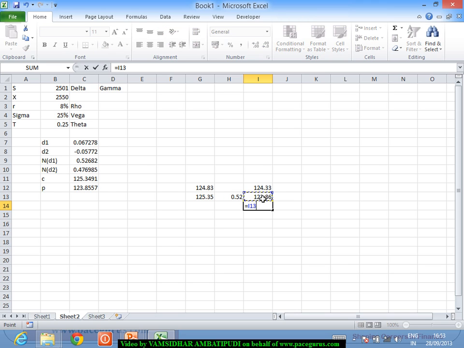And what is the difference? The difference is minus 0.47. So this is what we call the delta of the put option. This is what we call the delta of the call option. So what you can see here is delta for a call option is positive. Delta for a put option is negative. Because if the stock price increases, call option premium will increase, but the put option premium will decrease. The extent to which it decreases or increases is the measure of delta for us.